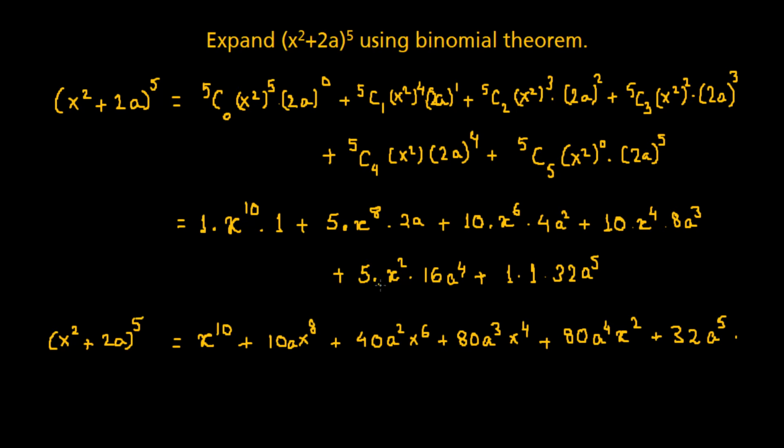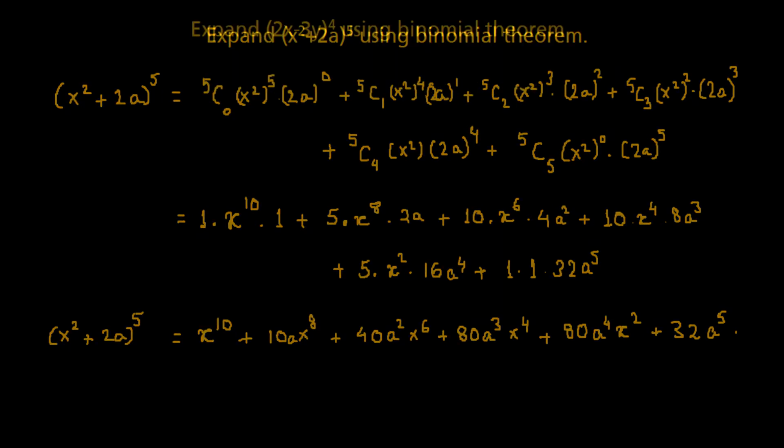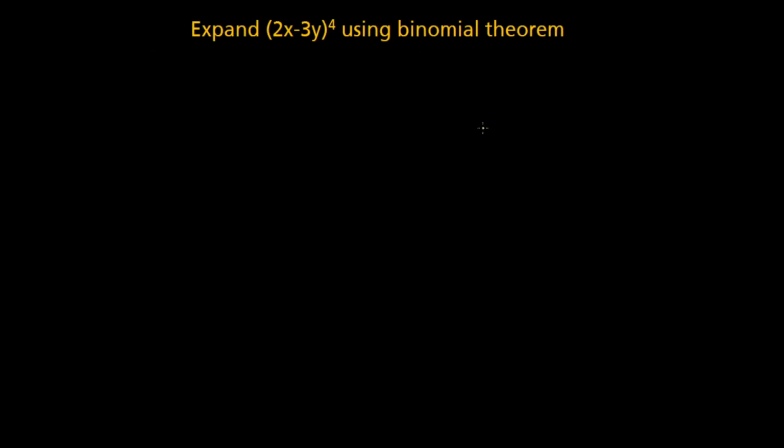Okay, let's do another problem. Second question. In the second question, we have the expression twice x minus thrice y raised to the power of 4, and we need to expand it using the binomial theorem. So let's write down all the terms. Twice x minus thrice of y raised to the power of 4 is equal to 4c0 twice x raised to the power of 4 times negative thrice of y raised to the power of 0.